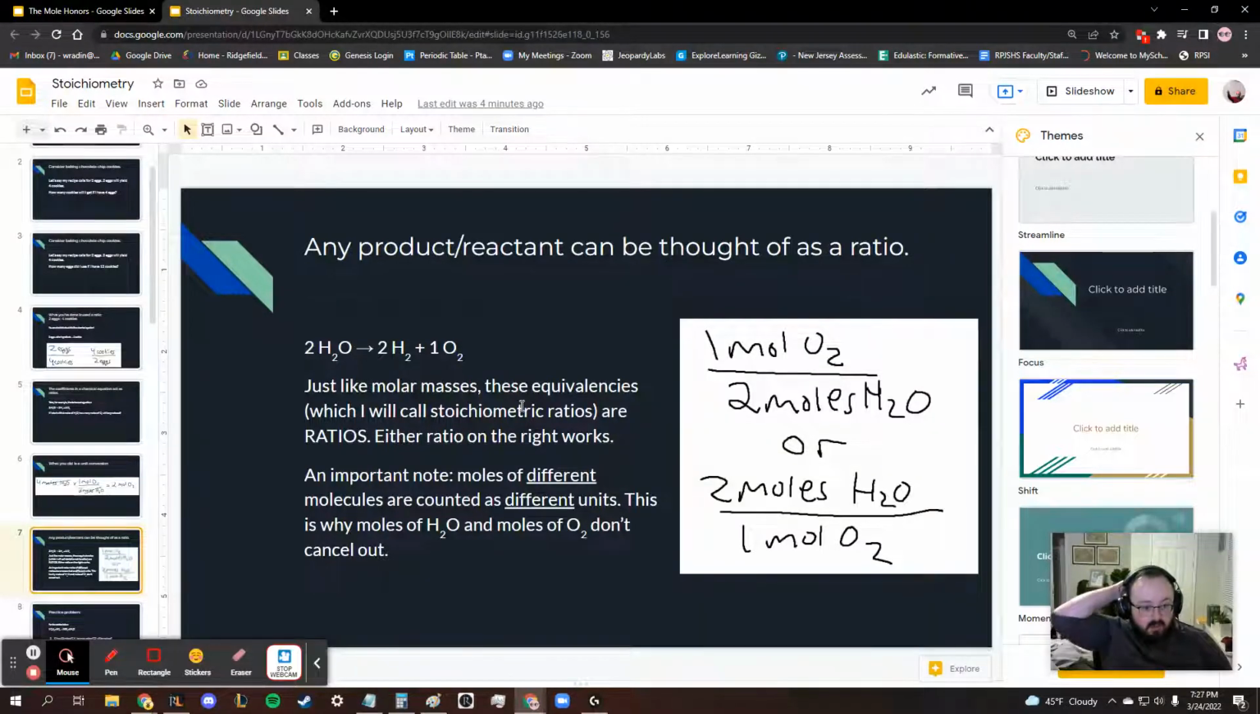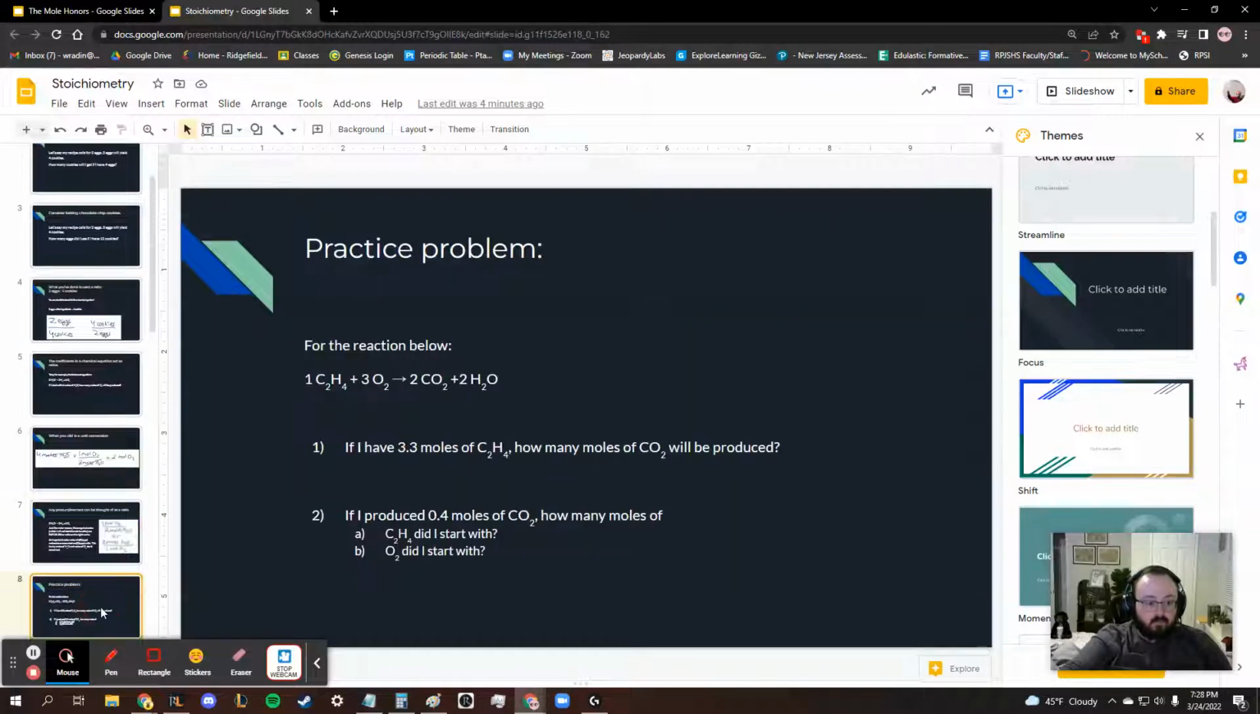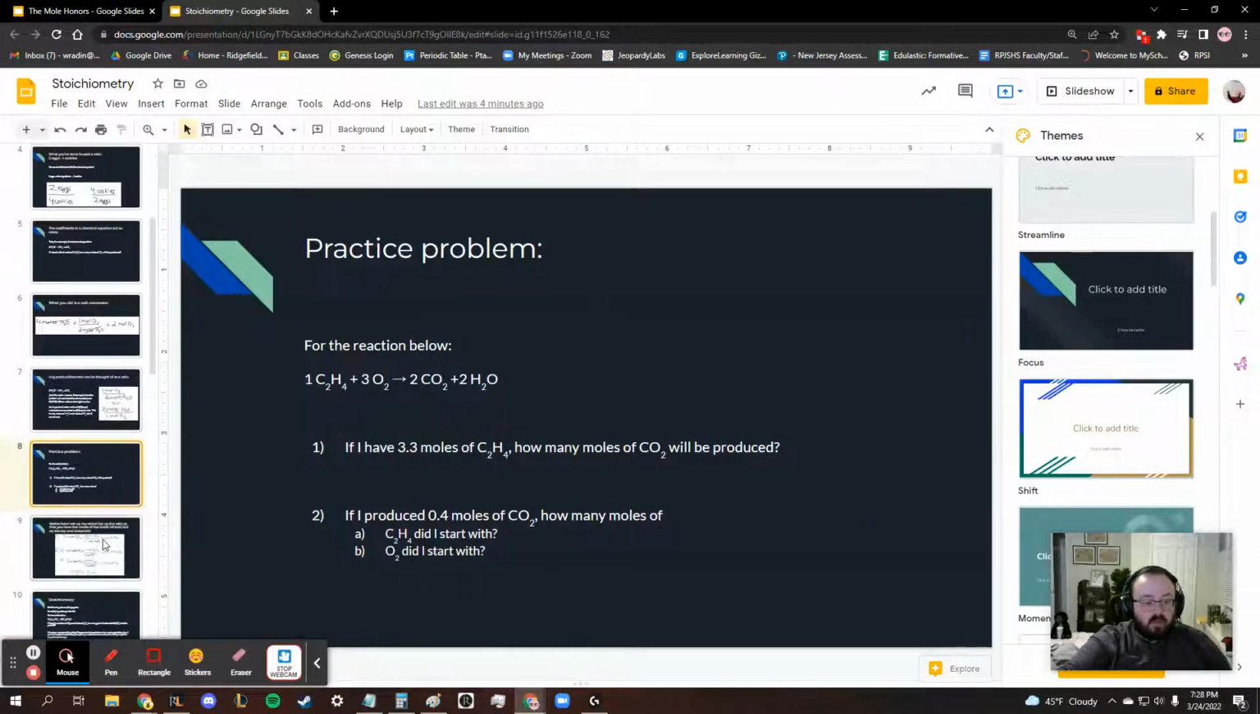And here is why I tell you that moles of different molecules are different units. And I give you some practice problems. We'll go over these in class. But the way that you're doing this is straight up just by doing a unit conversion. And I'll let you pause here. We did this in class, but this is always good practice to do again. So I'll let you pause.